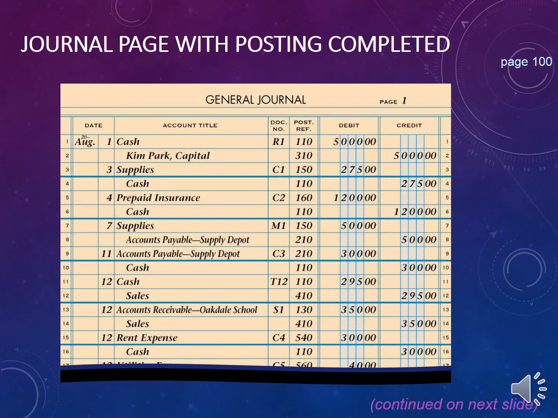Once you have finished posting all of the transactions from the general journal into the general ledger for the month, notice that in the general journal there are account numbers in the post reference column for each account. This post reference number represents and tells the viewer that each one of these accounts have been posted into the general ledger.